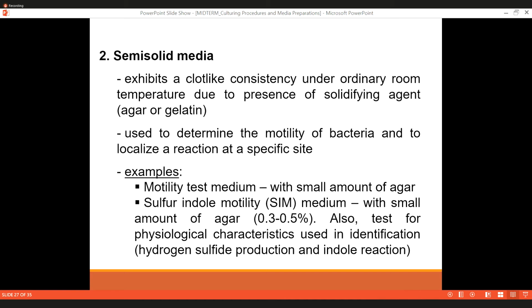No? So kung magiging motile siya, mas easier sa iyo na maka-isolate ka ng bacteria that could be subjected also to flagellar staining technique. No? Maybe because you want to determine the number, the presence, and the arrangement of the flagellum. Ayan. Then examples niya, motility test medium and sulfur indole motility medium.